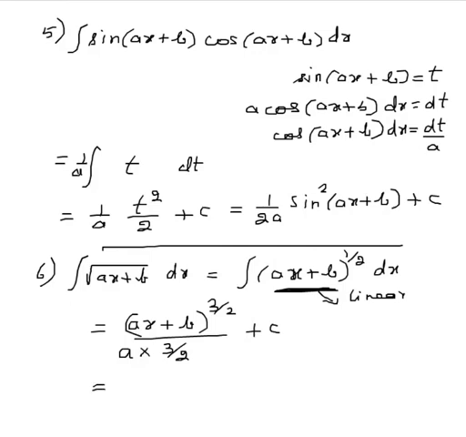Or you may do this by substitution also. You may substitute ax plus b as t, or you may substitute root of ax plus b also as t. This is a linear function, so direct formulae are applicable for linear functions, we know. So 2 divided by 3a, ax plus b raised to 3 by 2 plus c.